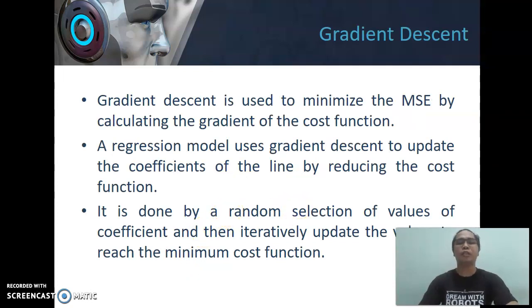Next, we have gradient descent. Gradient descent is used to minimize the MSE by calculating the gradient of the cost function. A regression model uses gradient descent to update the coefficients of the line by reducing the cost function. It is done by a random selection of values of the coefficients, and then iteratively updating the values to reach the minimum cost function.